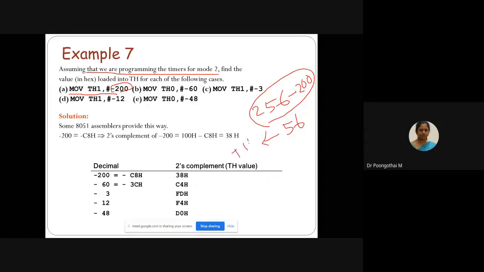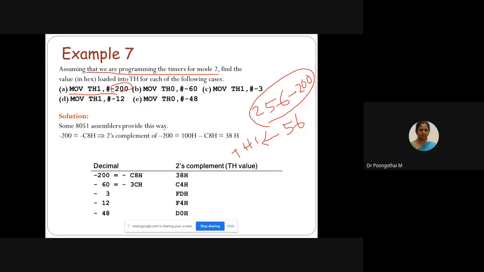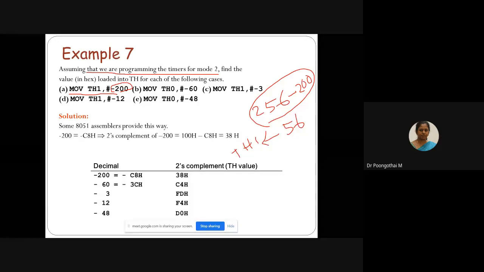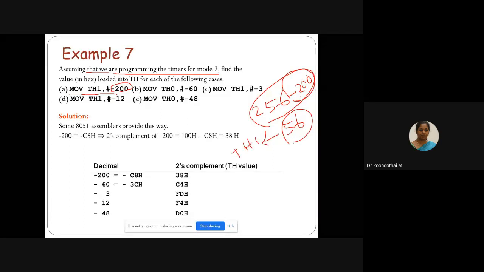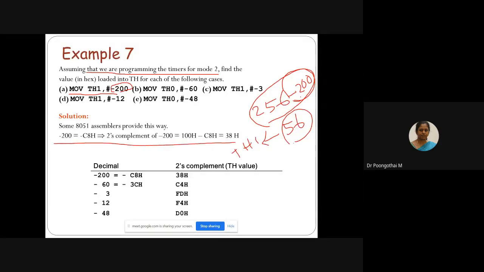Okay. So the advantage of using negative value is that you don't need to calculate the value loaded into the higher order register. So that is the concept. Instead of calculating the value from the maximum value, it is directly loading this 56 into TH1. Instead of 56, we can represent minus 200. So look at this example, minus 200. The hexadecimal representation of 200 is C8. Okay. So find out the 2's complement of C8.